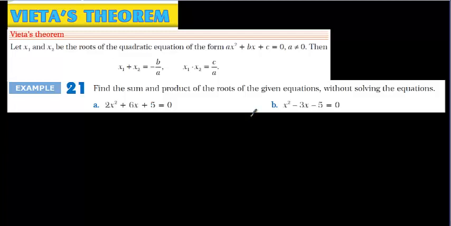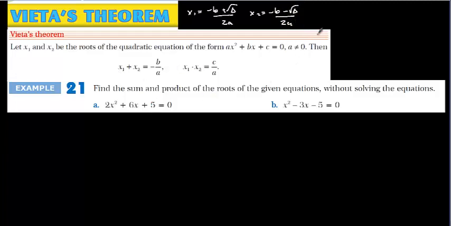In this video I'm going to explain Vieta's theorem. Here x1 and x2 are the roots of the quadratic equation ax squared plus bx plus c, which is equal to 0, of course. When you get x1 and x2, if you remember, x1 was equal to minus b plus root of delta over 2a, and x2 is equal to minus b minus root of delta over 2a.